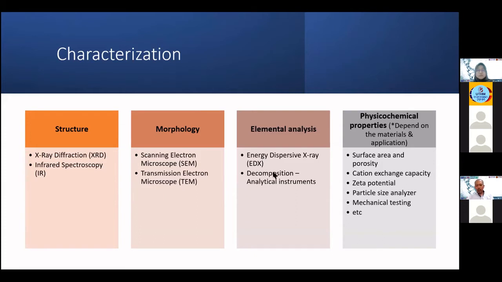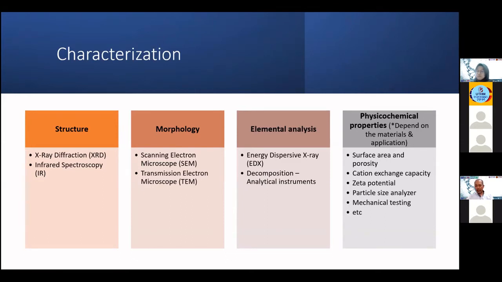And decomposition, where we decompose the sample, and after that we use analytical instruments such as atomic absorption spectroscopy, ICP-MS, inductively coupled plasma mass spectrometry, or ICP-OES. Okay, so there are also additional characteristics of the materials, which depend on the materials themselves and also the application. For example, in our research, we are using zeolite.